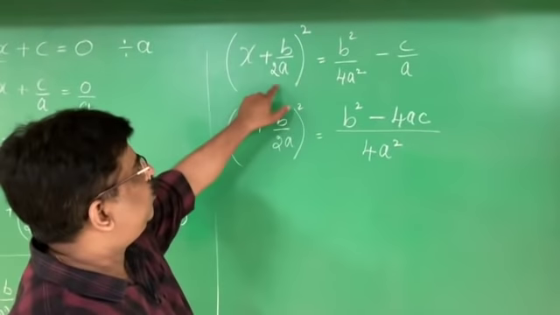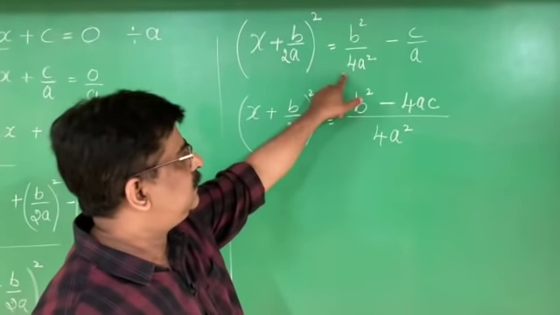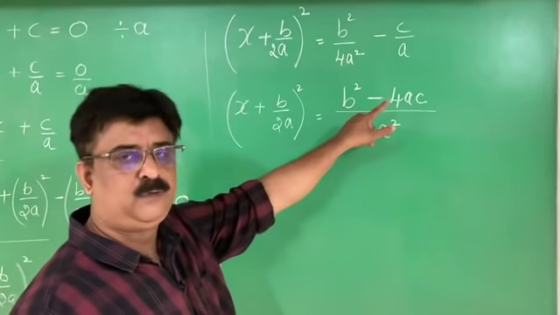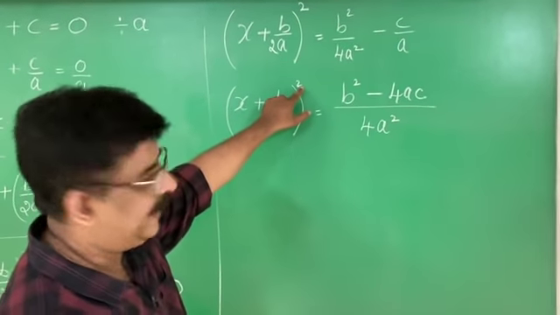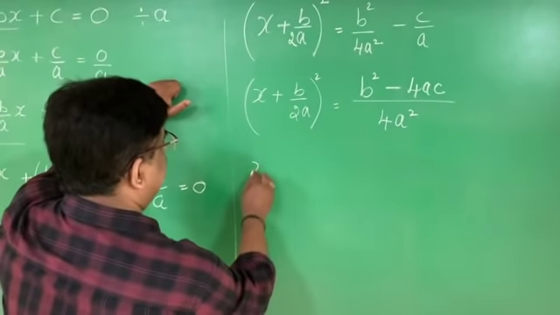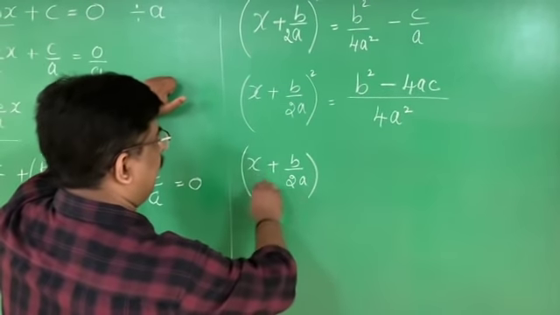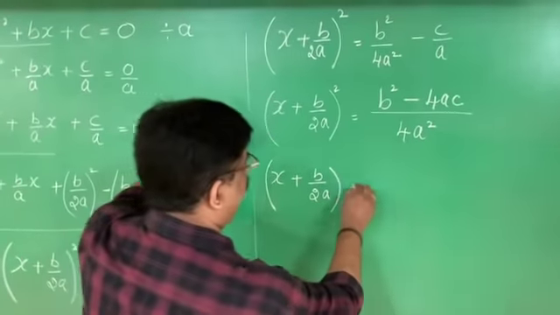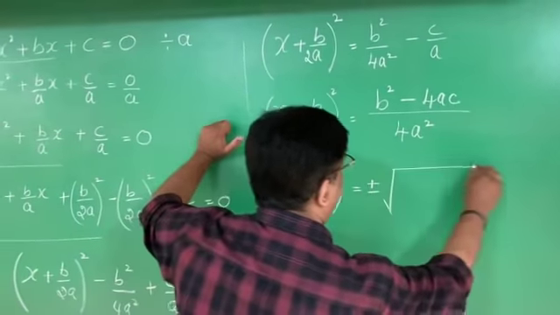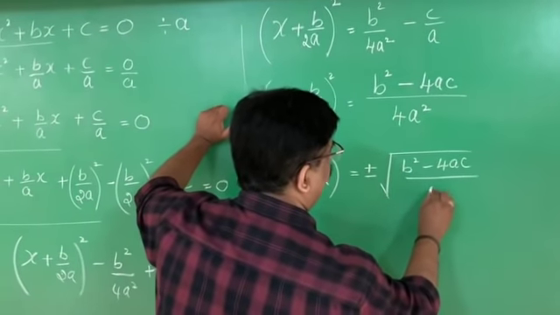X plus b by 2a whole square is equal to b square by 4a square minus c by a. The LCM of 4a square and a is 4a square. Then it becomes b square minus 4ac. Now I have to remove this square. To remove the square I have to take the square root. X plus b by 2a whole square, I am removing the square. It becomes plus or minus square root of b square minus 4ac whole divided by 4a square.